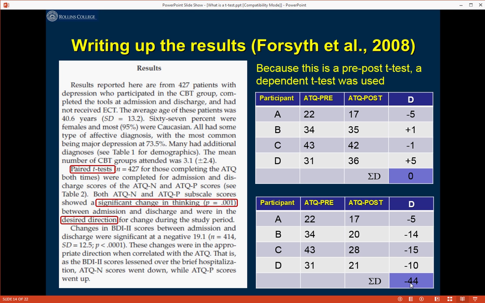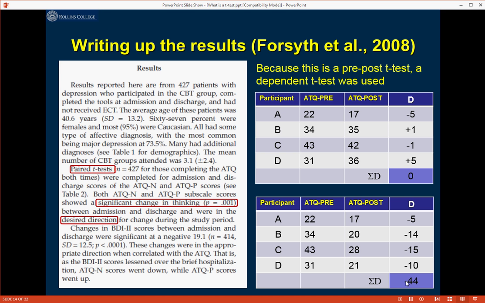These changes were in the appropriate direction when correlated with the ATQ, that is, as the BDI-2 scores went down, ATQ-P scores went up. I don't know why they need to include that, because that write-up came out to be over 80 words. What I would recommend is that instead of writing it up like that, we could really shorten it down and make it more concise. And here's the way I would write it.